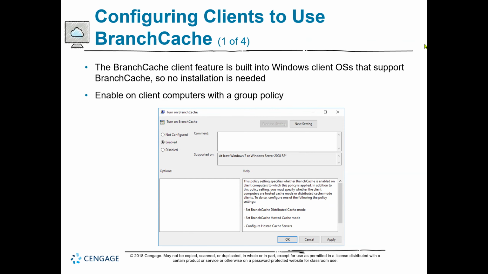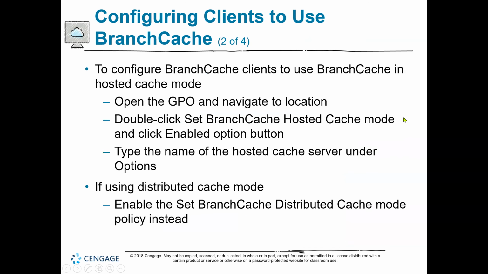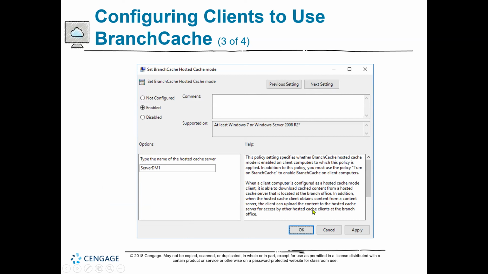And then you see here that you have that section there. To configure BranchCache clients to use BranchCache in hosted cache mode, open the GPO and navigate to the location. Double-click Set BranchCache Hosted Cache mode and click the Enable option button. Type the name of the hosted cache server under options. If using distributed cache mode, enable the Set BranchCache Distributed Cache mode policy instead. Okay, you have this one here, Set BranchCache Hosted Cache mode, enable, and then you can see how you do the rest there.